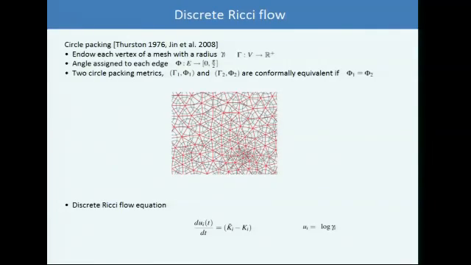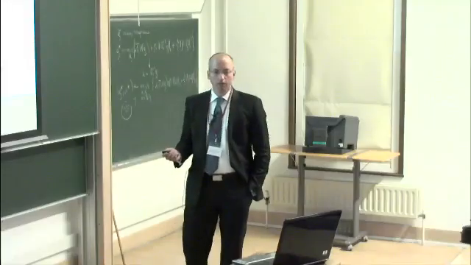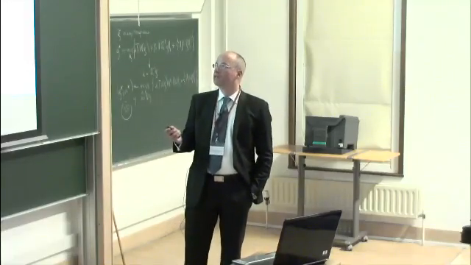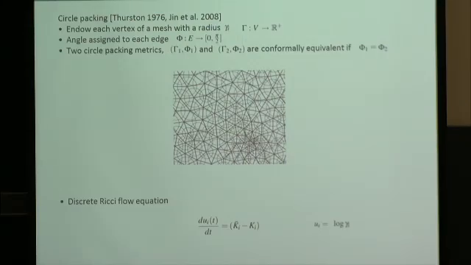The key to the discrete Ricci flow is circle packing. So what you do is you endow each vertex on the mesh with a radius, gamma, which is a positive value. And each edge is also assigned an angle. So a circle packing metric is composed of these mesh radii as well as the angles. And you can say that two circle packing metrics are equivalent if the angles are equal. So what this allows us to do is change the radii of each vertex, but not change the angles.